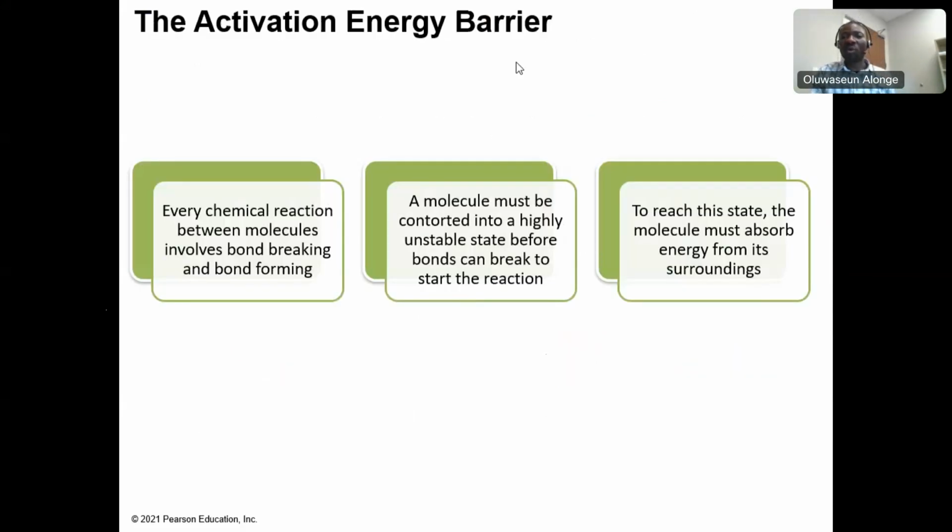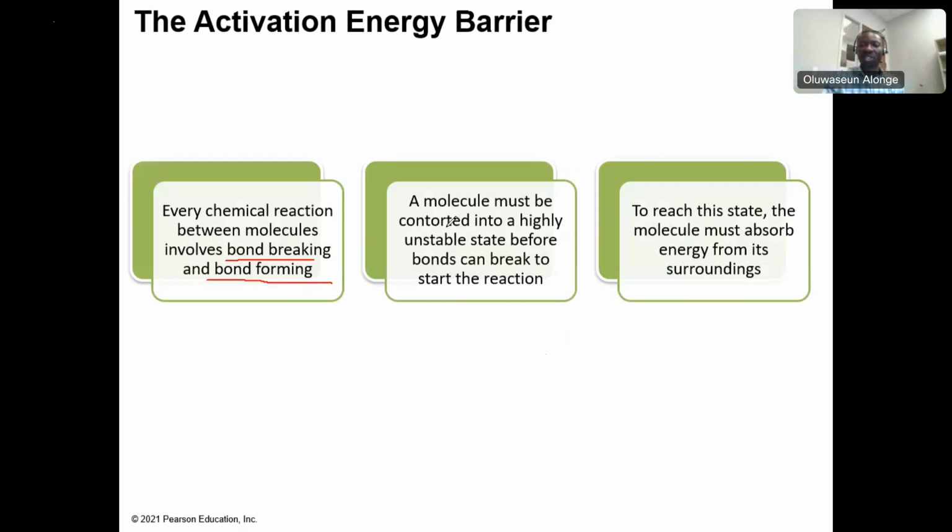The energy required for a reaction is what we call the activation barrier or activation energy. So the activation energy is the energy that is required for a reaction to proceed. Now, chemical reactions between molecules involve bonds breaking and bonds forming. So before a reaction can happen, either you are breaking down a large molecule, which will break bonds, or you are building up a small molecule, which will build bonds. You are either doing a catabolic reaction or an anabolic reaction.